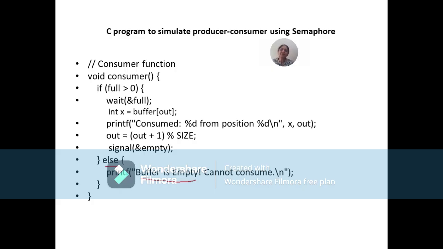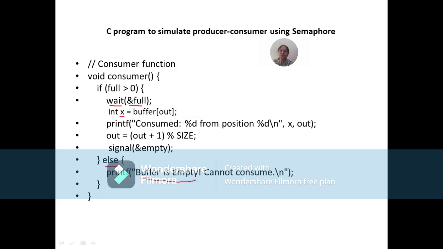So consumer will call the wait function, and this wait is executed on the semaphore full. When the wait function is called, the control goes to the wait function, and as we have seen earlier, wait will simply do minus minus. So consumer will call the wait function with the semaphore full, and we are sending the address of our semaphore full. If full was 1, it will reduce by 1. So minus minus, that means consumer has consumed one item.